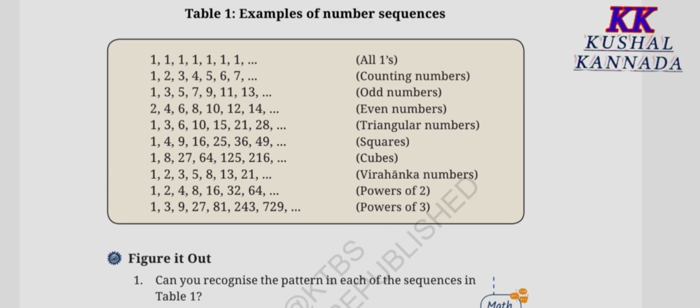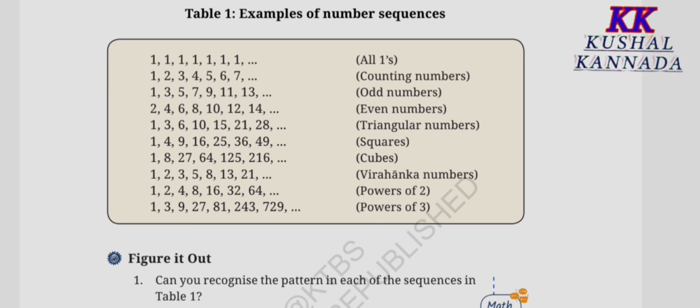Next, powers of 3. In the sequence, the next term is the thrice of the previous term, as 1 into 3 is equal to 3, 3 into 3 is equal to 9, 9 into 3 is equal to 27, 27 into 3 is equal to 81, 81 into 3 is equal to 243, 243 into 3 is equal to 729.